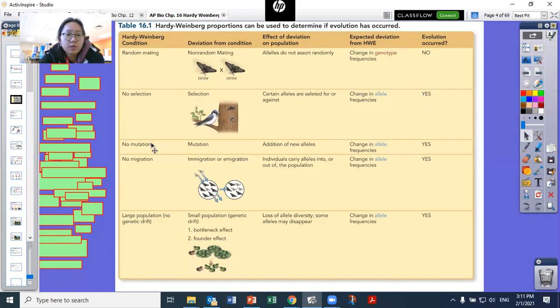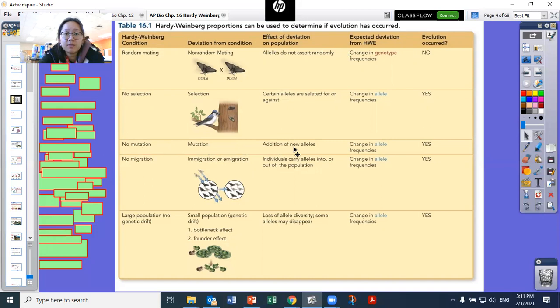The Hardy-Weinberg condition that is no mutation has a deviation where obviously there are mutations occurring. And the reason why we say that it's really hard for all of these conditions to be met is because in an environment that we can control to some degree, we can control the mating and the selection, but you cannot really ever control the mutation because those will occur naturally and they occur as mistakes in cellular replication and gamete formation. It's just very hard to manipulate. So the deviation is mutations.